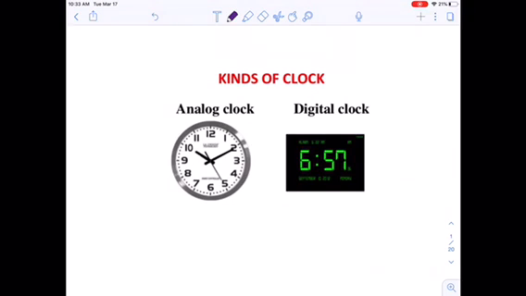The first thing we need to know is that there are two kinds of clocks, an analog clock and a digital clock. On an analog clock, you can see that there are hands that move around in a circle around the clock. On a digital clock, there are numbers that are separated by two dots. Both of these clocks tell us the hours that have passed in a day and the minutes that have passed in that hour. We're going to start by looking at some digital clocks.